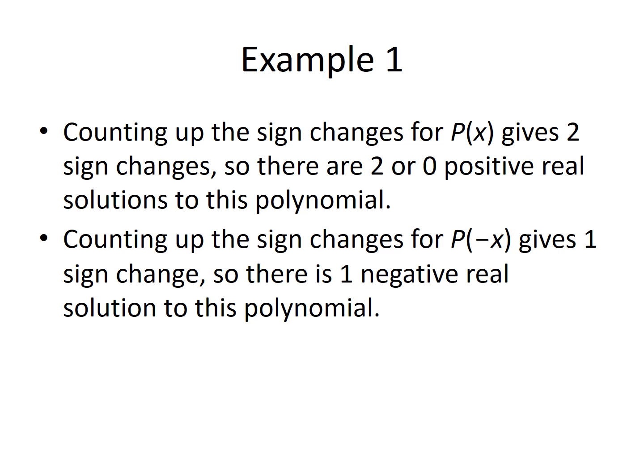Counting up the sign changes for p(-x) gives 1 sign change. So there is 1 negative real solution to this polynomial. So Descartes' Rule of Signs guarantees the existence of 1 negative real solution to the polynomial.